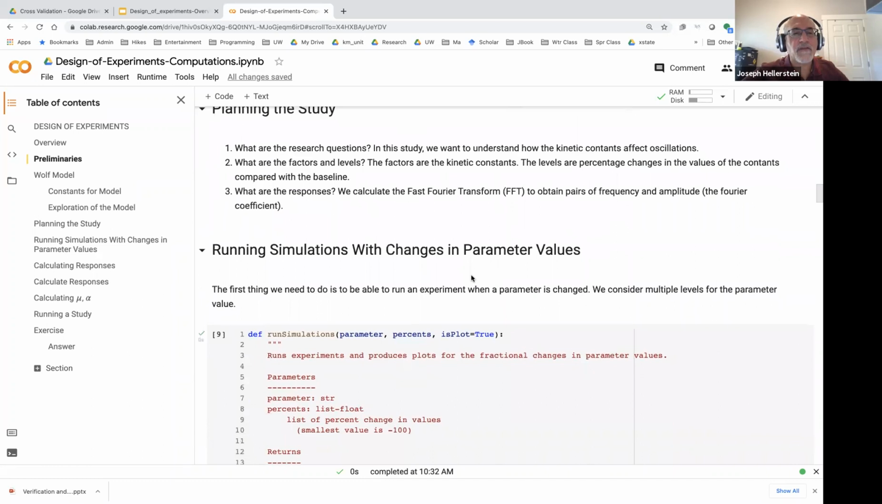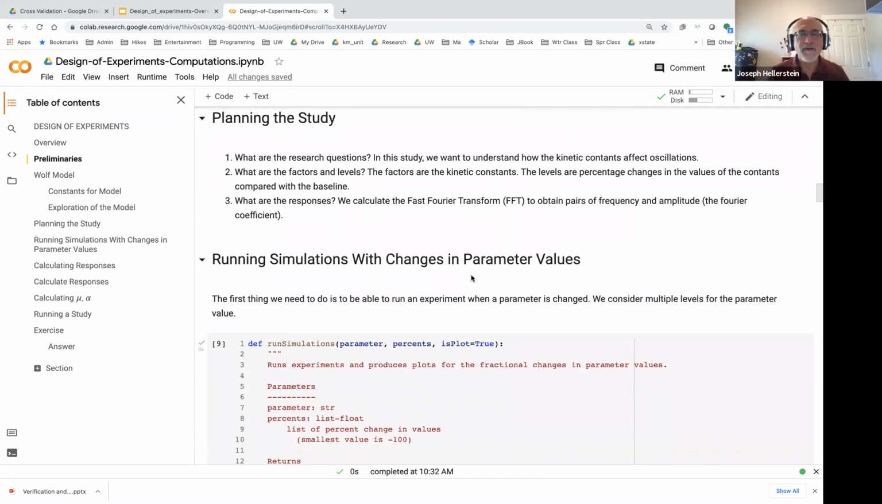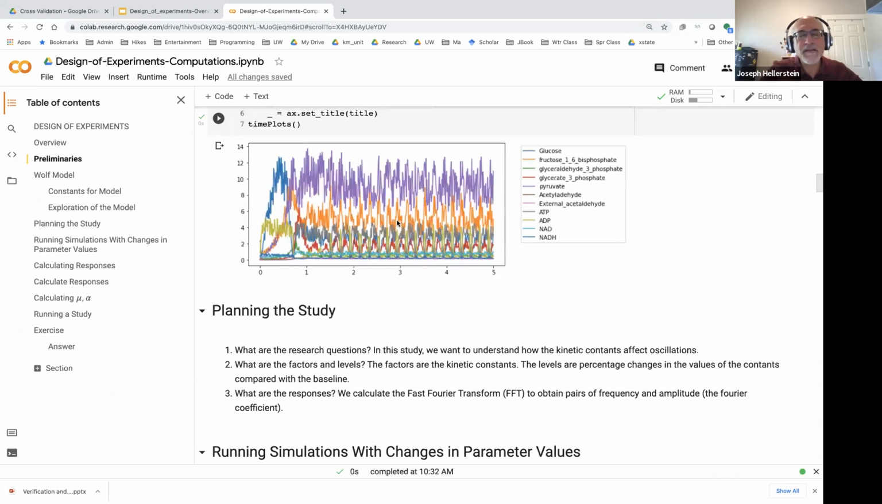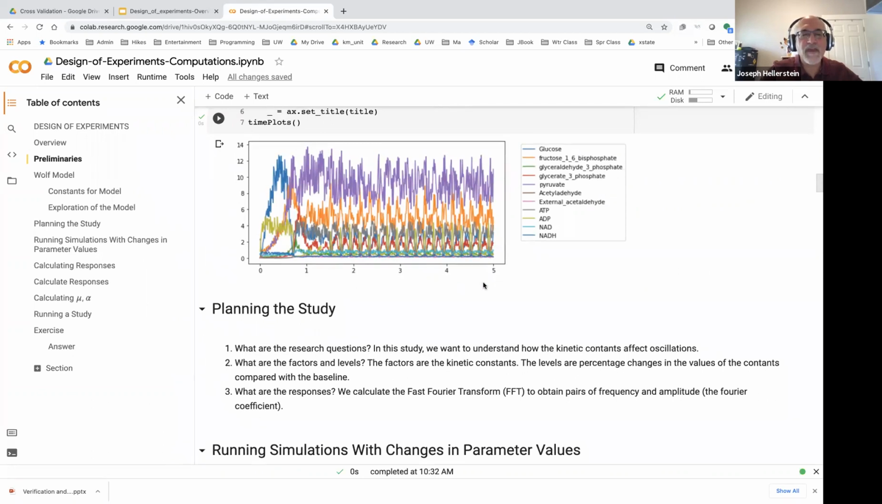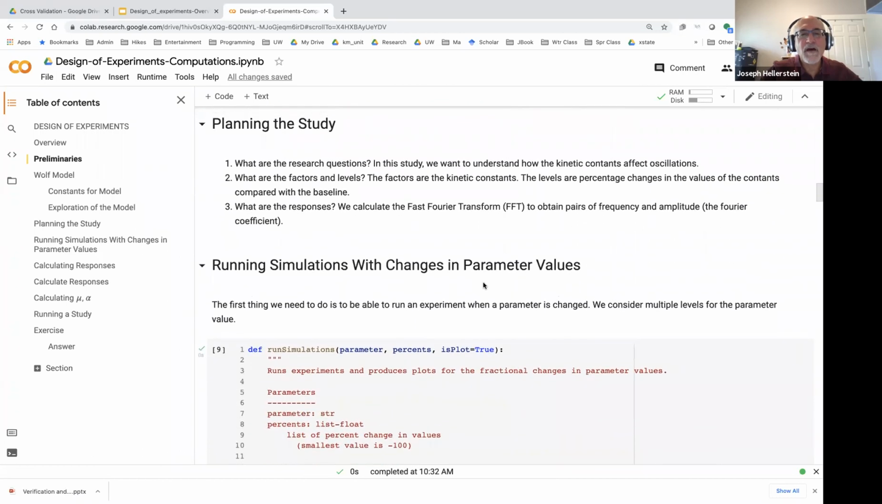Okay, so let's talk about what our study is, because that's usually the whole motivation for this effort: we want to investigate some science question. So the question I posed here was, I'd really like to understand what factors affect these oscillations. What are these oscillations really sensitive to in terms of the settings of those parameters? The design itself is going to have factors that are the kinetic constants. The levels are going to be percent changes in the kinetic constants from baseline, to see how much variation in which levels I have to do in order to change the oscillation frequency.